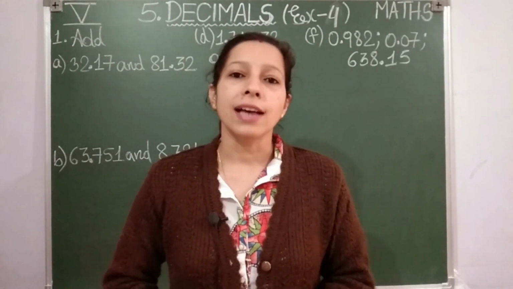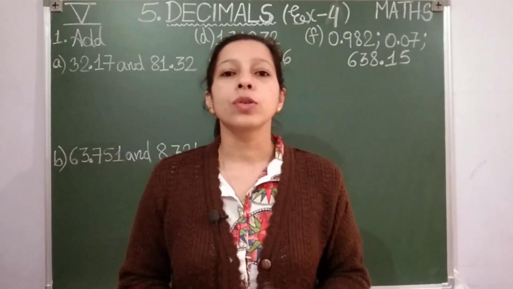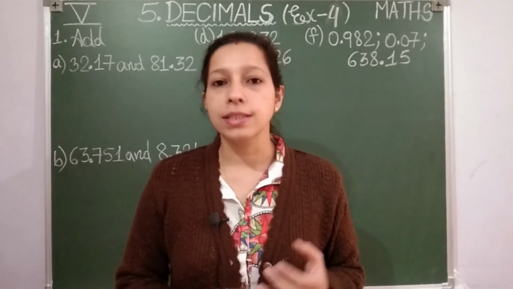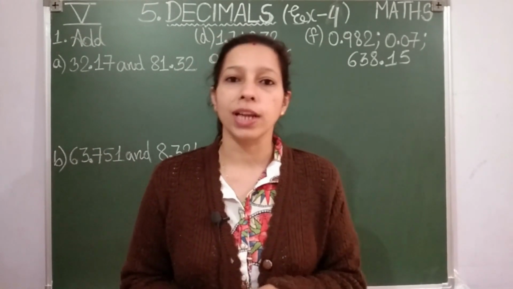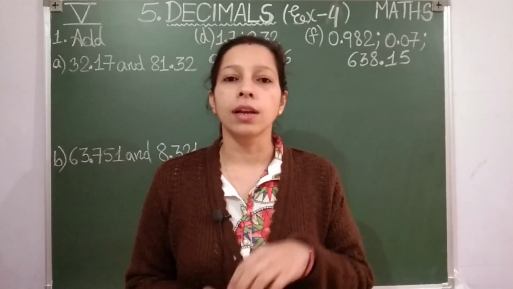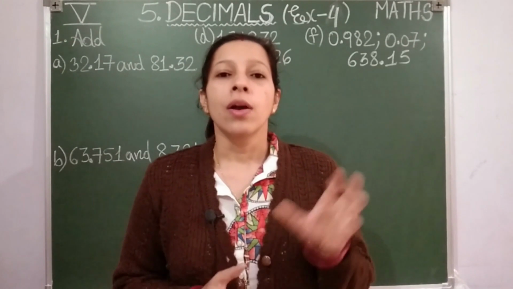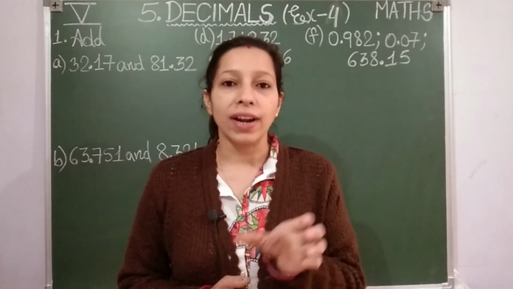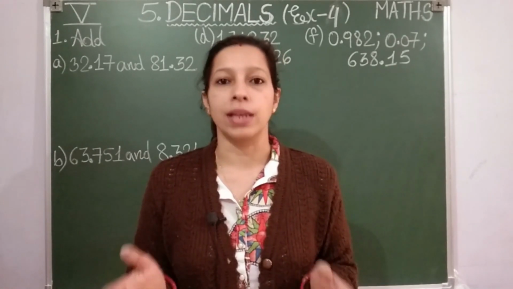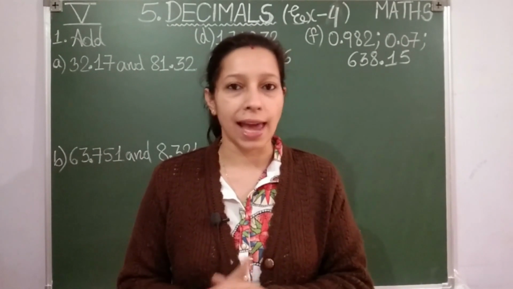So children, in the last video we have seen exercise 2 and 3, and also in the previous videos you have learned about comparison of decimals, then conversion of decimals into fractions and vice versa. Then also you have seen how to convert unlike decimals to like decimals, isn't it? What is like decimal? When the given decimal numbers are having equal number of digits after decimal, such numbers are known as like decimals.